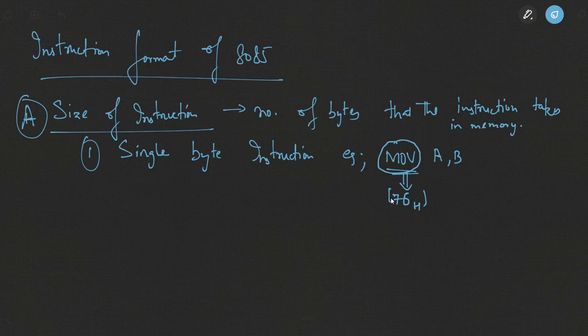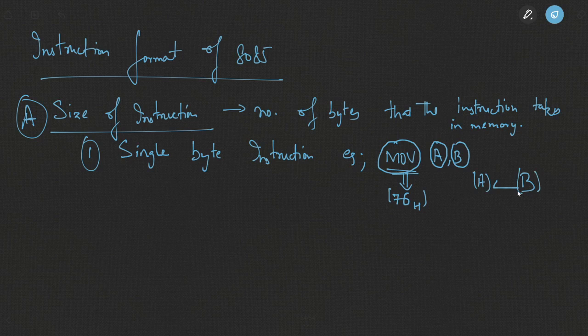That's a single byte in the memory location. So the instruction itself is taking up the single byte. Now associated with this are A and B. What this instruction basically does is move the contents of B to A.